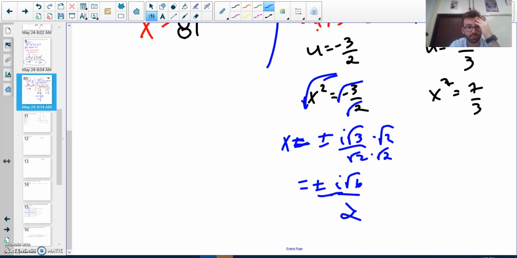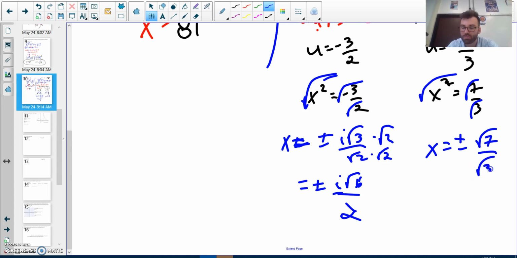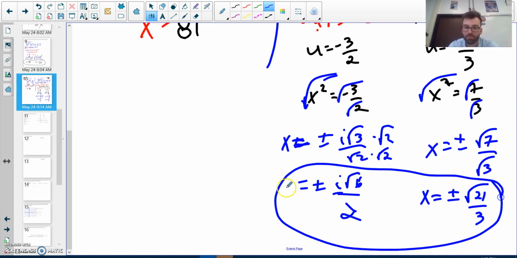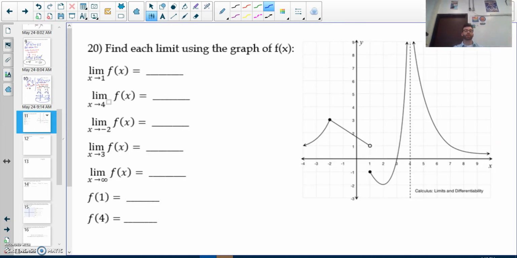All right. Same thing over here. Square root top, square root bottom. x equals plus or minus root 7 over root 3. Rationalize, multiply top and bottom by root 3. x equals plus or minus root 21 over 3. There you go. Fun.